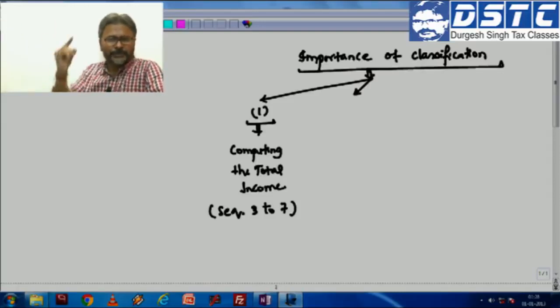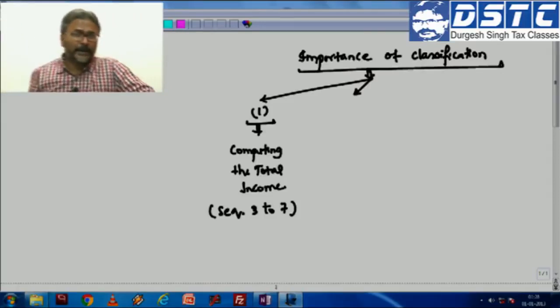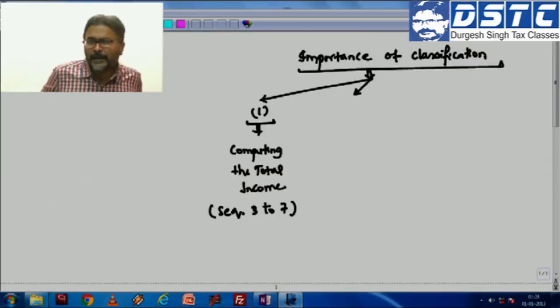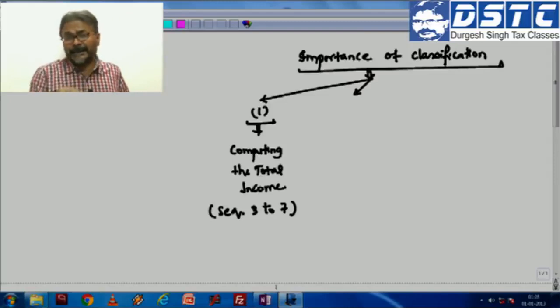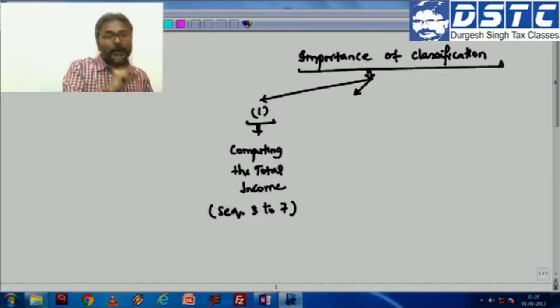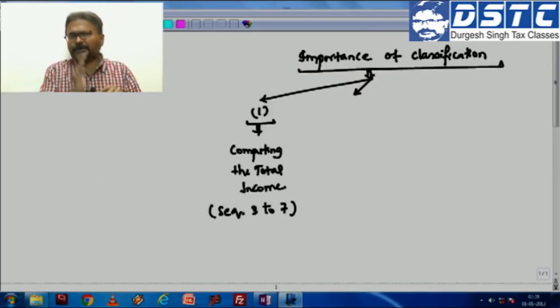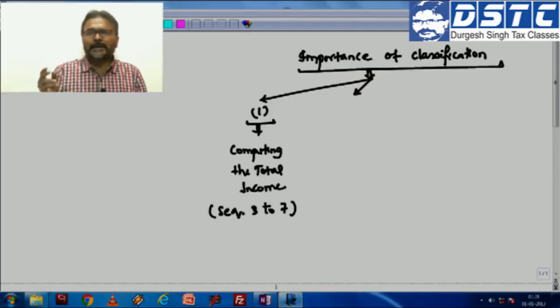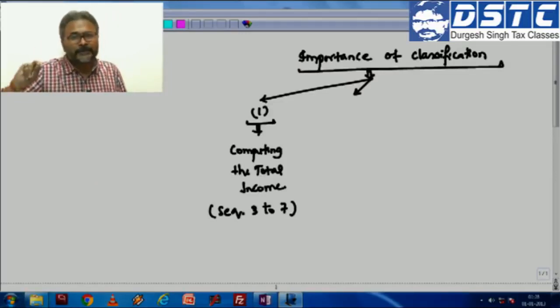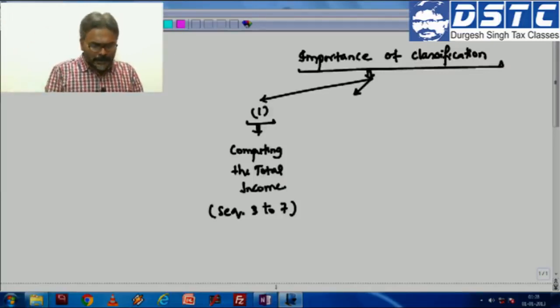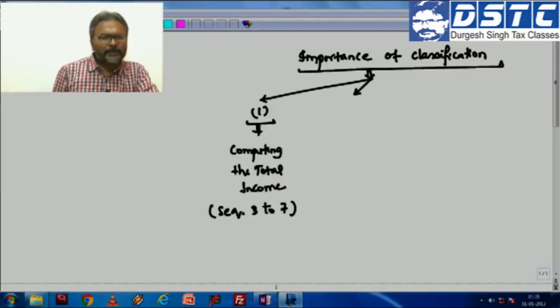The first section, which is the charging section of every head, lays down the test. It lays down the test of classification. So therefore, the very first thing that needs to be considered is appropriate classification of the income into the relevant heads. So sequence number 3 to 7 primarily is in respect of that.